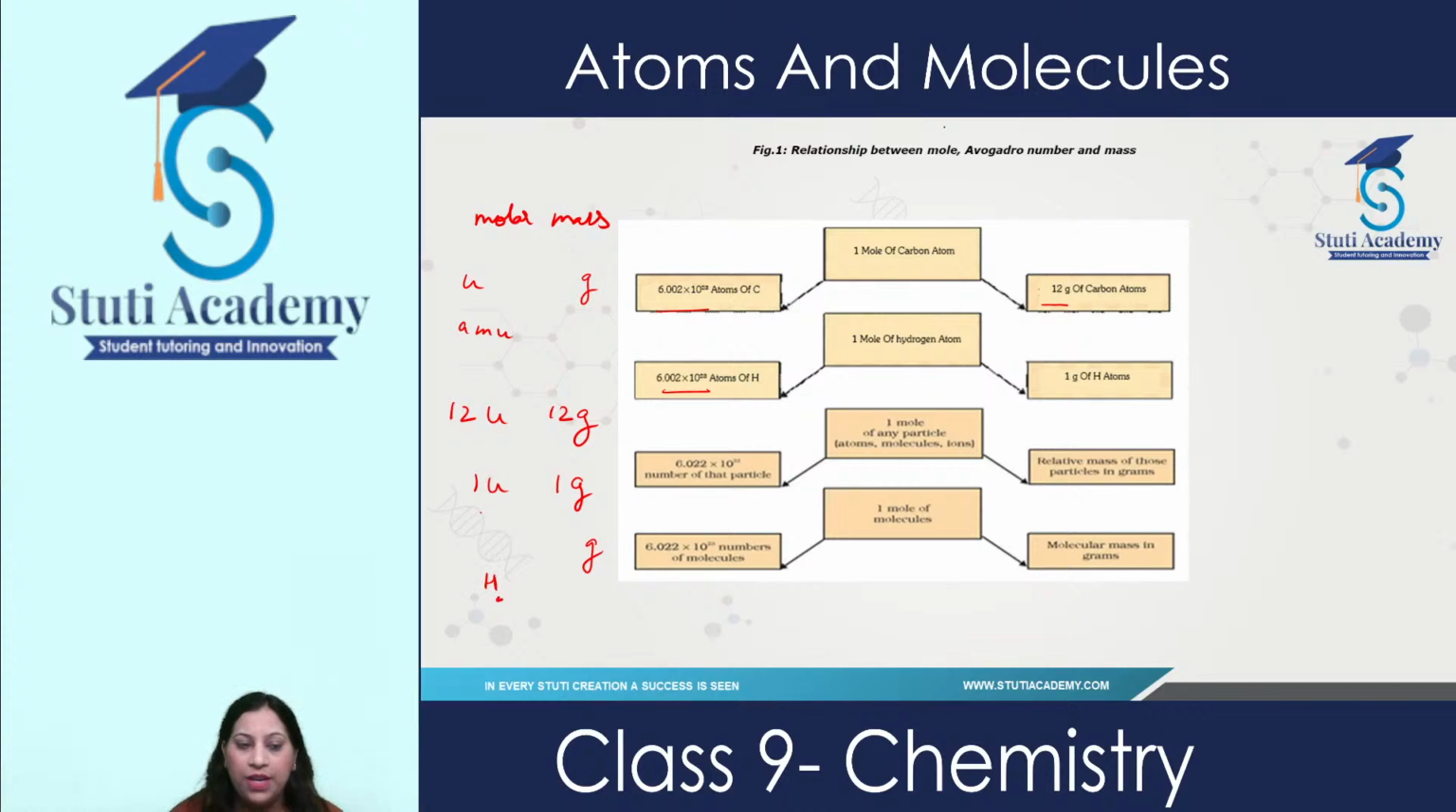If we are writing water, first we'll calculate its molecular mass. How can we calculate? So 2 plus 16 is equal to 18. So this is the molecular mass of water. And what is the molar mass of water? We simply write 18 gram. So just see, you only write gram instead of u, that is unified mass, and we get molar mass. So this is the relationship between atomic mass, molecular mass, molar mass and Avogadro's number.